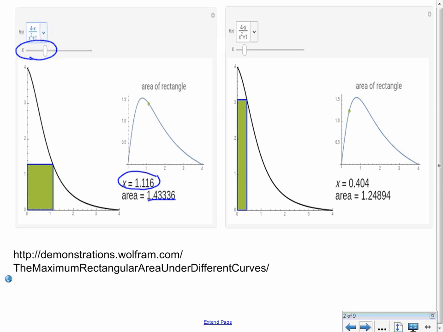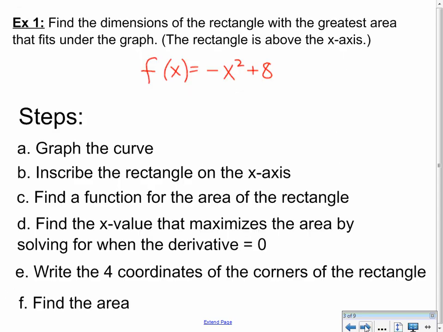Then I moved the slider over a little bit so that it was a small but really tall rectangle, and I got that the area was 1.25 or so, a little bit smaller overall. From this graph on the side, the area of the rectangle, I realized that the area I had was represented by that little green dot, if you can see that. But really there was a larger area up there, so I hadn't hit the maximum yet. We're going to talk about how to find a maximum area under a curve.